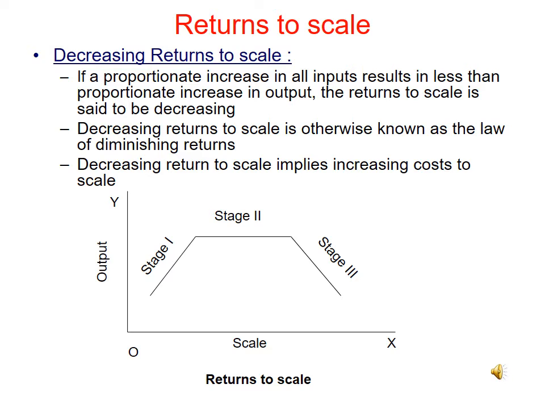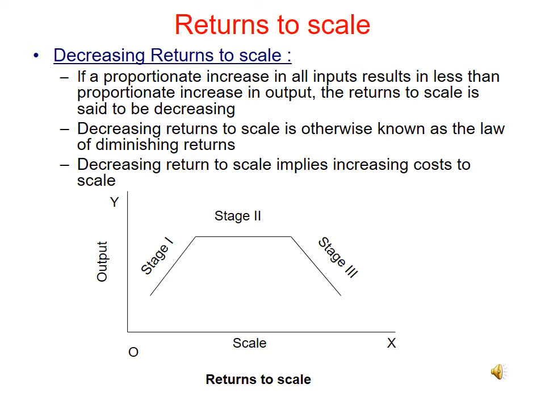From the previous learning, we can easily guess what decreasing returns to scale may be. This is just the opposite of increasing returns to scale. In this case, a proportionate increase in all the inputs results in a less than proportionate increase in output. That means the increase in input is more than the increase in the level of output. And in this case, the returns to scale is said to be decreasing.